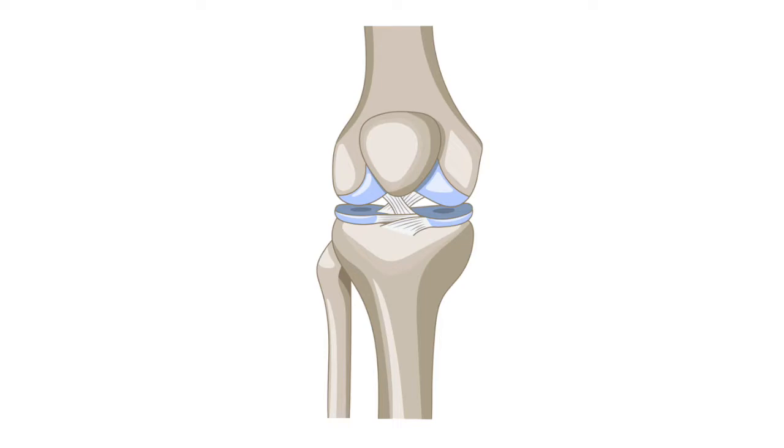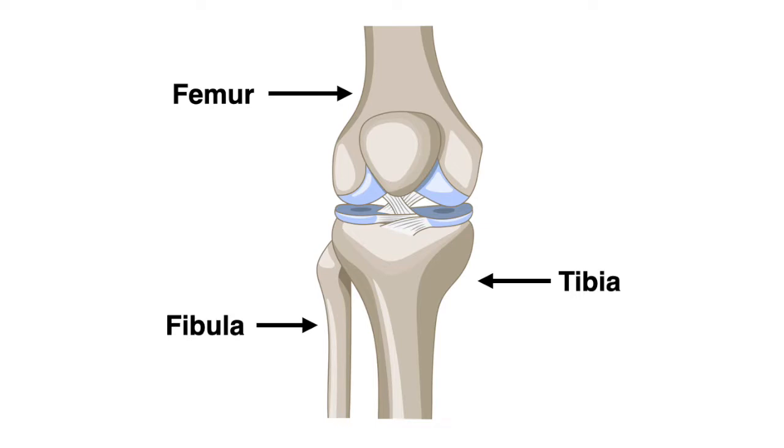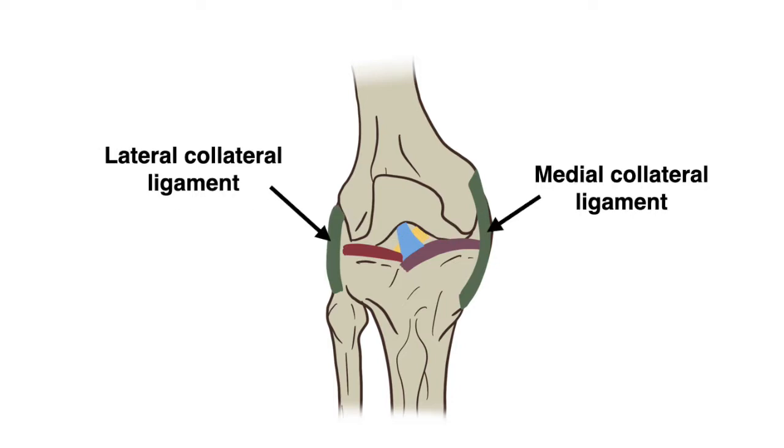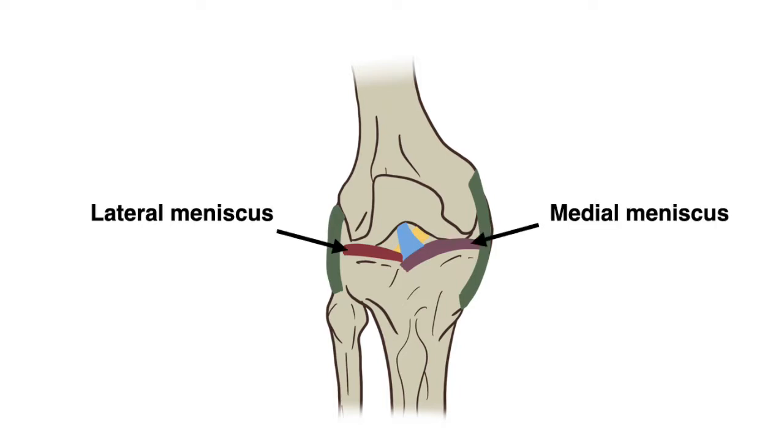When it comes to the knee joint, we need to know about key structures that are involved here. So the first are your four bones, your femur, your tibia, fibula, as well as your kneecap, known as the patella. Next are your four ligaments, your anterior cruciate ligament, your posterior cruciate ligament, as well as your medial and your lateral collateral ligaments. And then along with our four ligaments, we also have two types of cartilage that we need to be aware of, our lateral and medial meniscus.